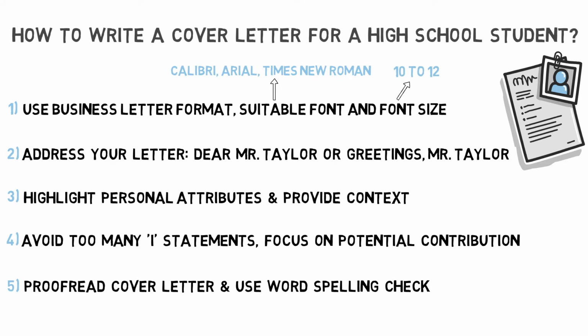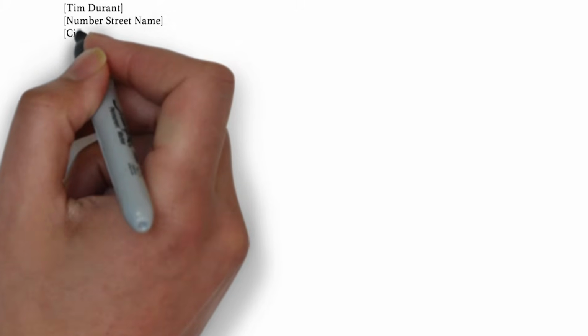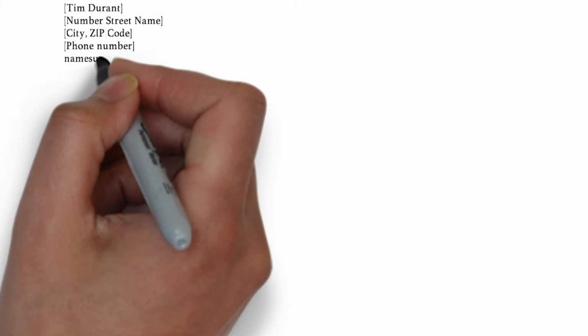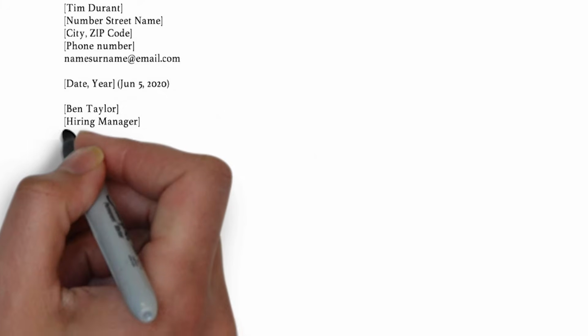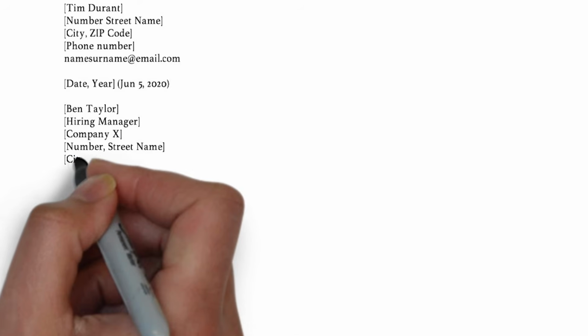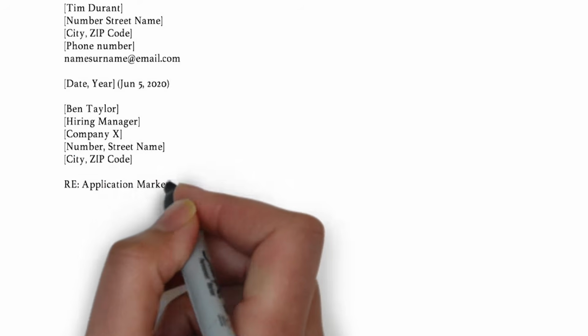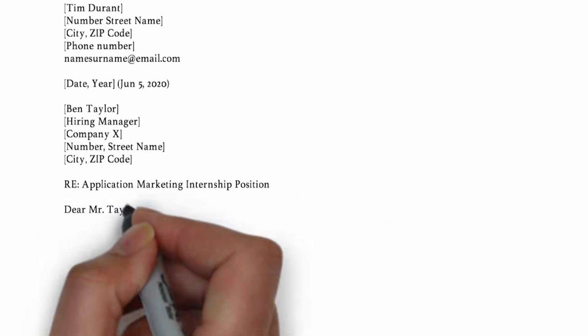Now let's start writing the cover letter example, shall we? Start off by listing your personal information on either the left or right side. Then include the date between double spaces, followed by the employer's name, job title and contact information. RE, followed by application and the job position. Keep it short and concise.